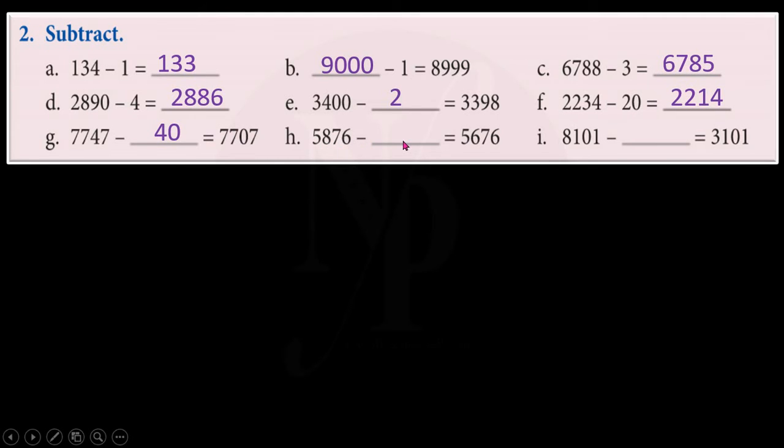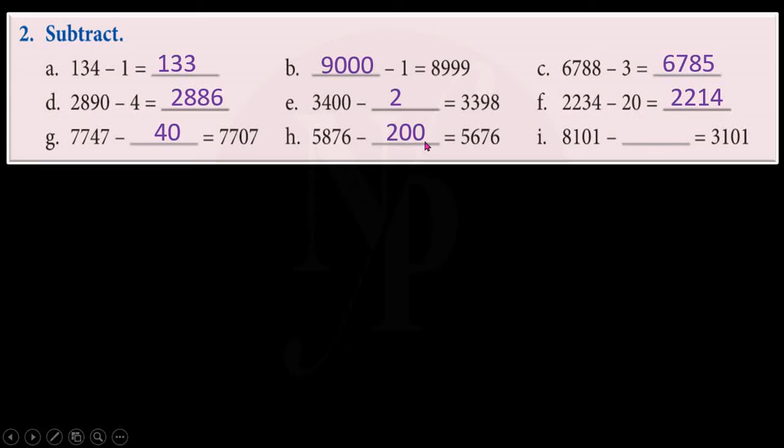5876 minus a number is equal to 5676. Look at these numbers. The digits at hundreds place are only changing, other digits are remaining same. So here the digit at hundreds place is 6. Here we have 8. 6 is 2 less than 8, and these digits are in hundreds place. Therefore, the number that should be subtracted is 200.